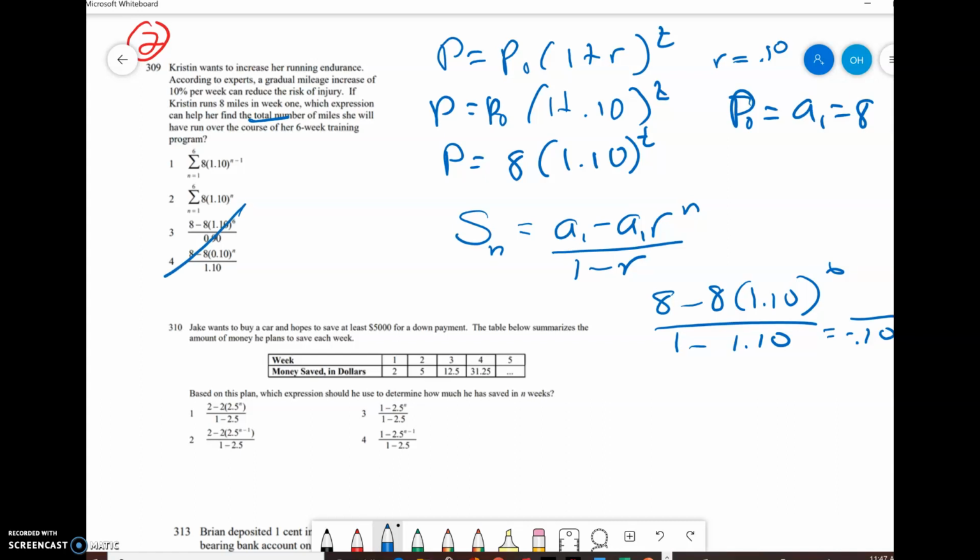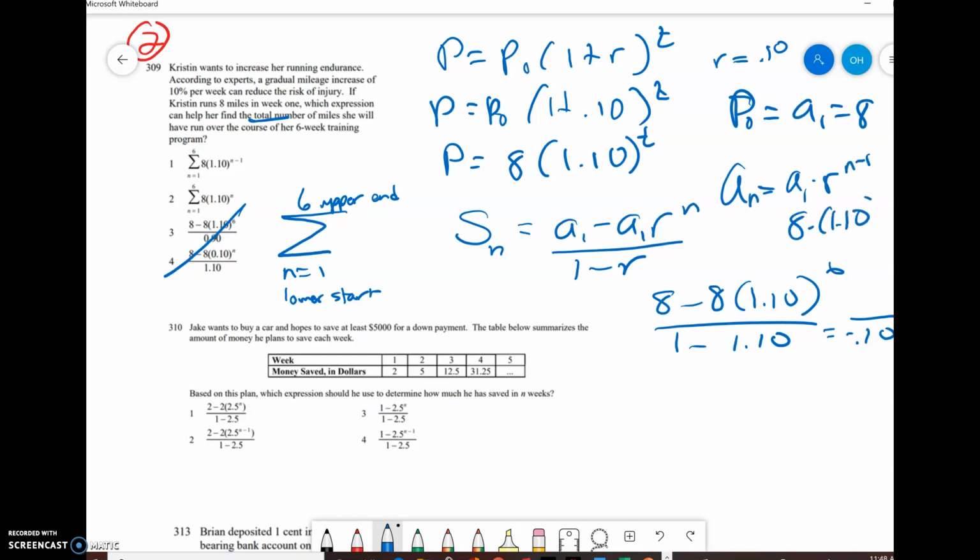Okay, so they rewrote it as a summation. Remember, the sigma means sum, where n equals 1 is your lower bound, that's where you start, and 6 is your upper bound, and that's where you end. That's the last one you plug in. And if you want to generate the terms for a geometric sequence, the formula for a sub n is a sub 1 times r to the n minus 1, where it's 8 times 1.10 to the n minus 1. That'll give you any term in the sequence, and that looks like answer choice 1 right here.